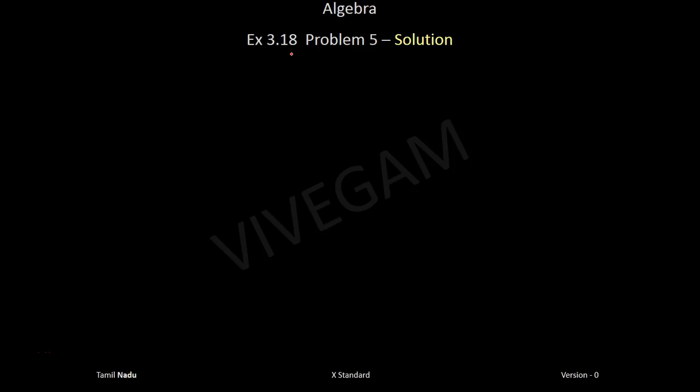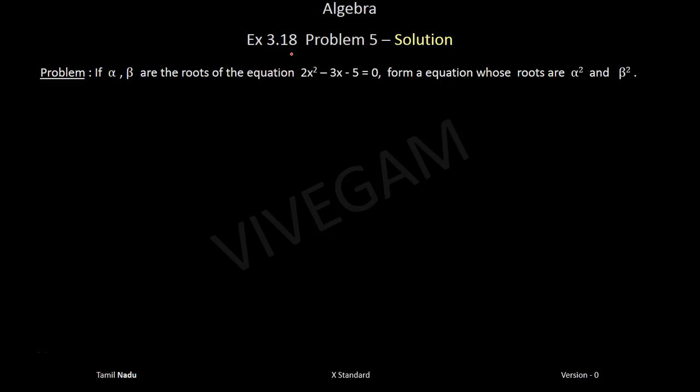Exercise 3.18, problem 5, solution. If alpha, beta are the roots of the equation 2x² − 3x − 5 = 0, form an equation whose roots are alpha square and beta square. It is just one more step here.